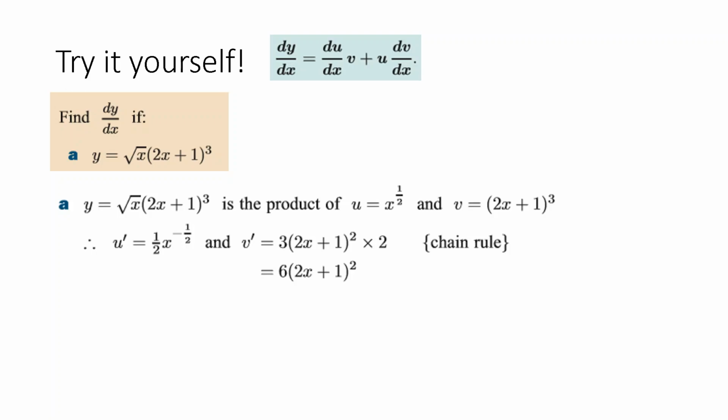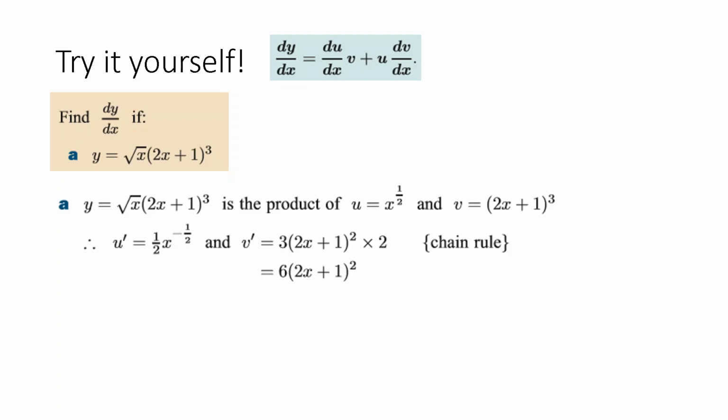So let's use the product rule. Let's say u is equal to x to the power of 1/2, because square root of x is the same thing as x to the power of a half, and v is equal to (2x plus 1) to the power of 3. So first, we're going to differentiate u, which is pretty simple. We just multiply x by 1/2 and then decrease the power by 1 to get negative 1/2, and v prime we're going to use the chain rule for.